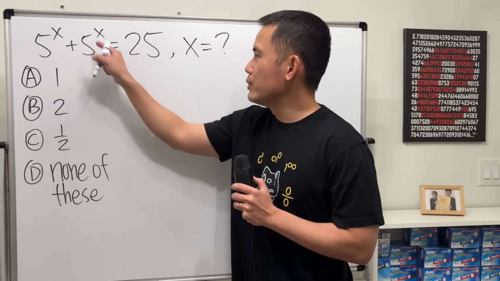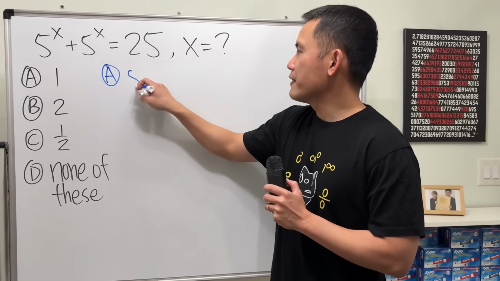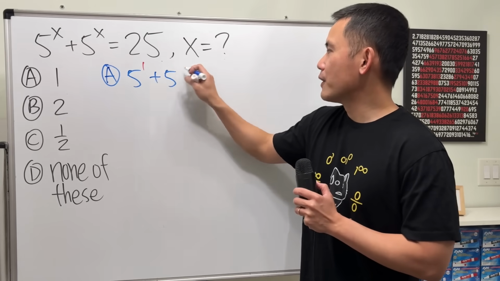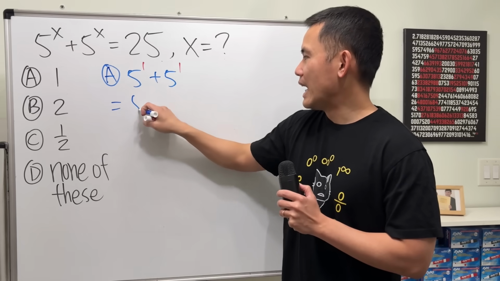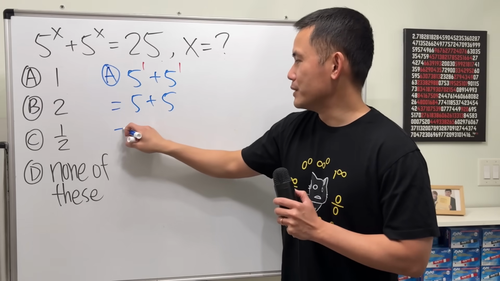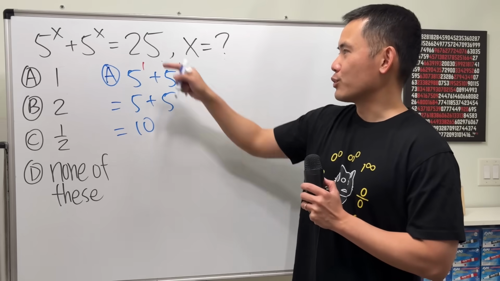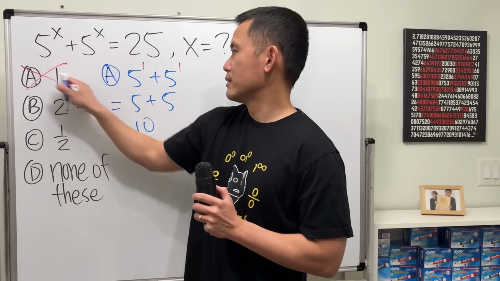I'm going to check these three options and see what the answer is, if any of them. So if I plug in 1 into these two x's, we get 5 to the first plus 5 to the first. Well, that's just 5 plus 5, which is equal to 10. But we're trying to get 25, so A is not the answer.